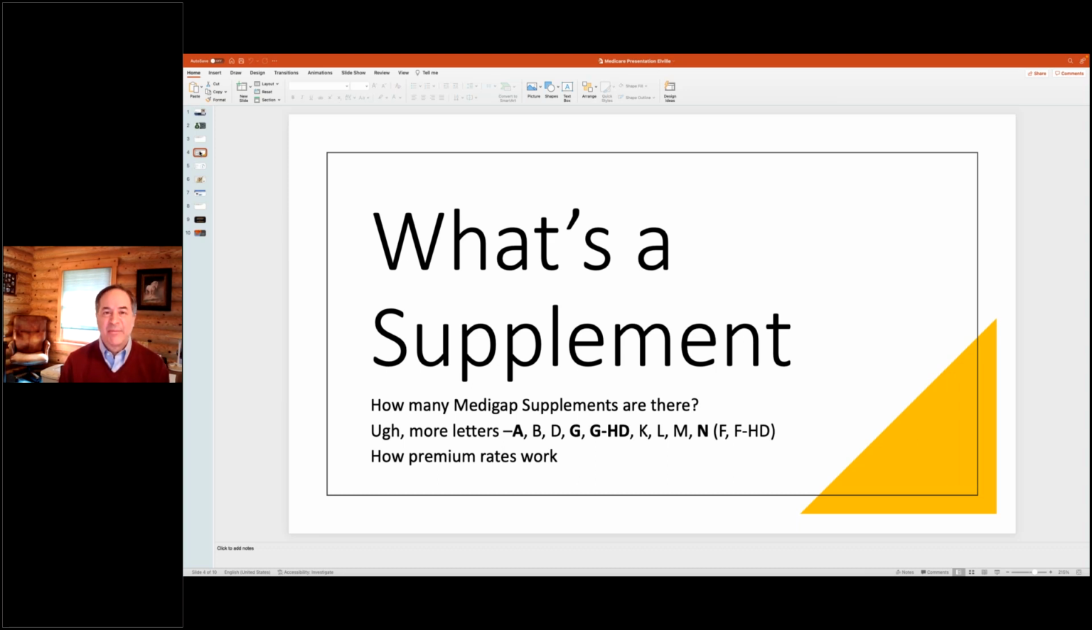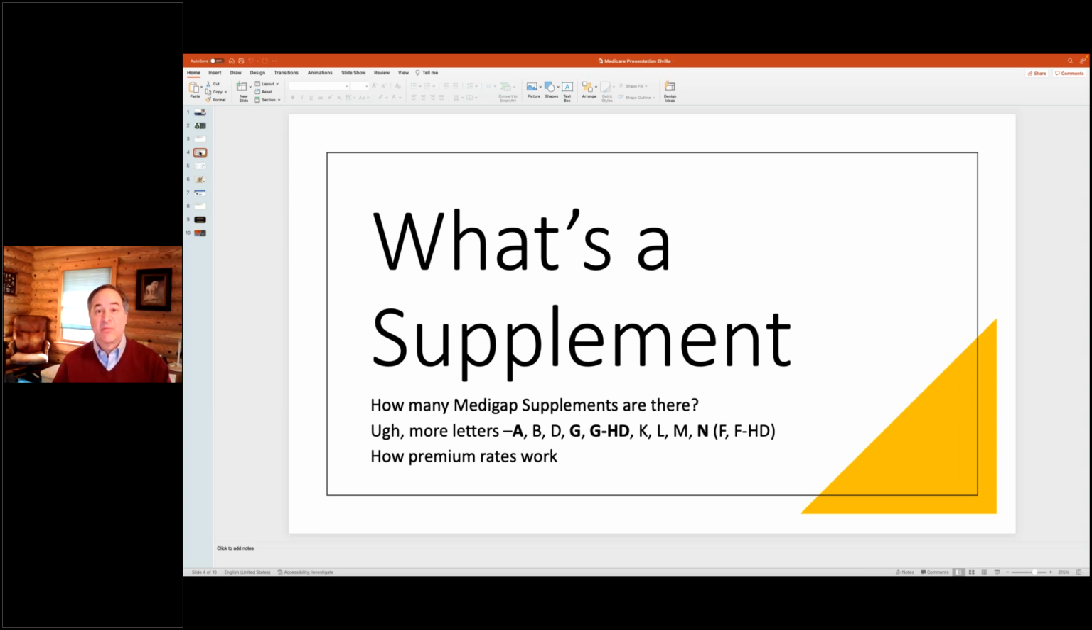And that's where an agent like me comes in. I'm a broker. My job is to be appointed to all these different companies. And if you want a plan G and you want it from a company called Mutual of Omaha, it's no different than it is if it's a plan from a company called Cigna.